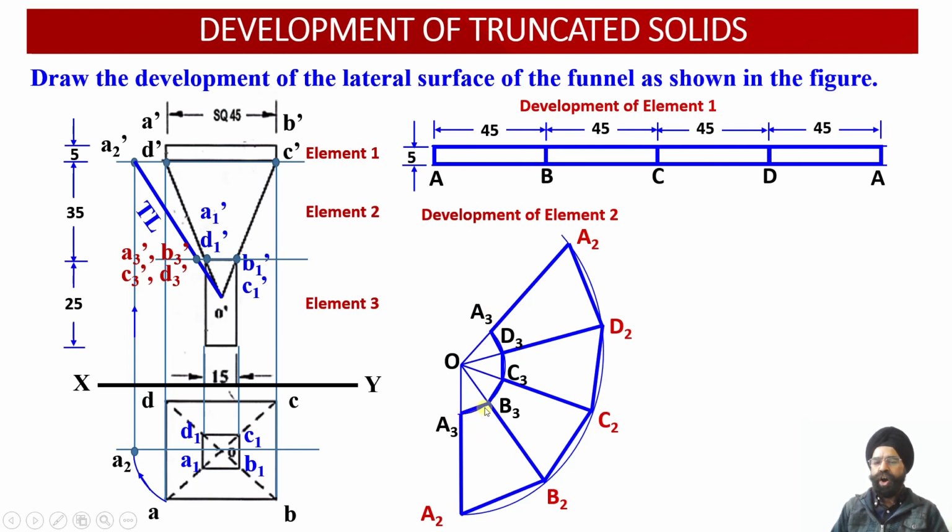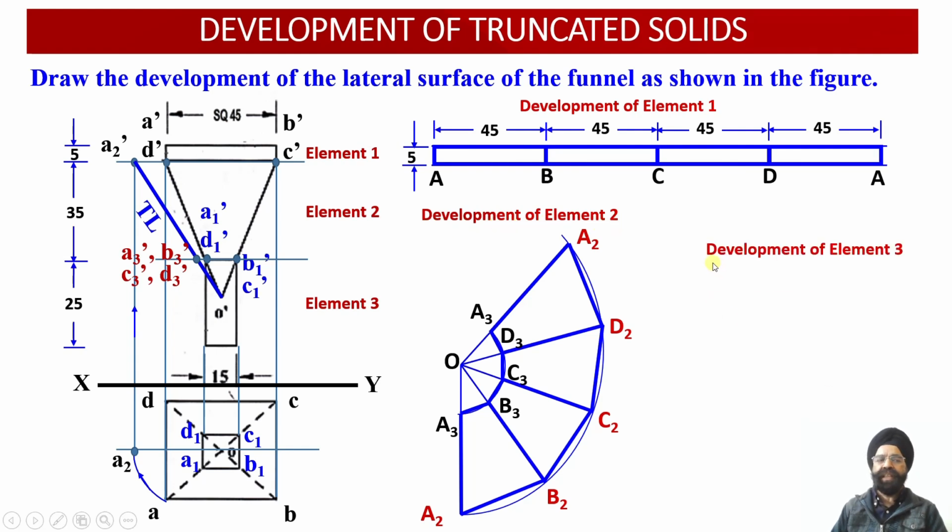And now corresponding to the frustum, the top face has been evaluated over here, and the bottom face or the base of the square pyramid has also been evaluated over here. Now we can join A3 with A2, B3 with B2, C3 with C2, D3 with D2 and A3 with A2. So this way we have been able to obtain the development of this frustum of the square pyramid, which happens to be element number 2 over here.